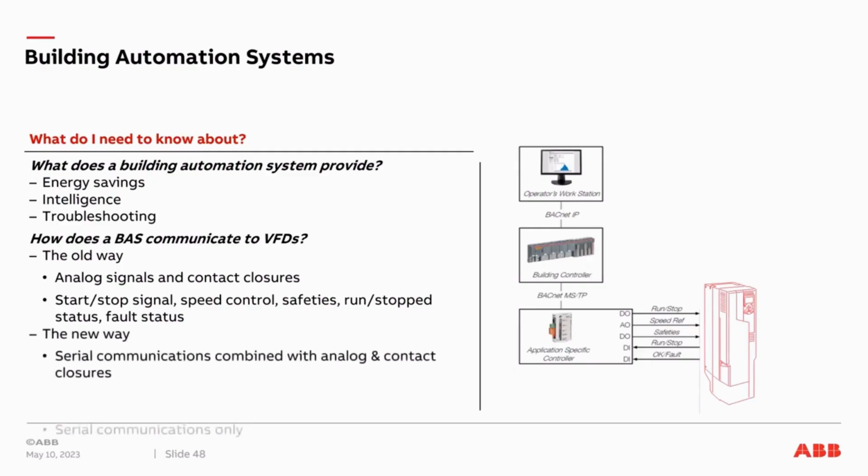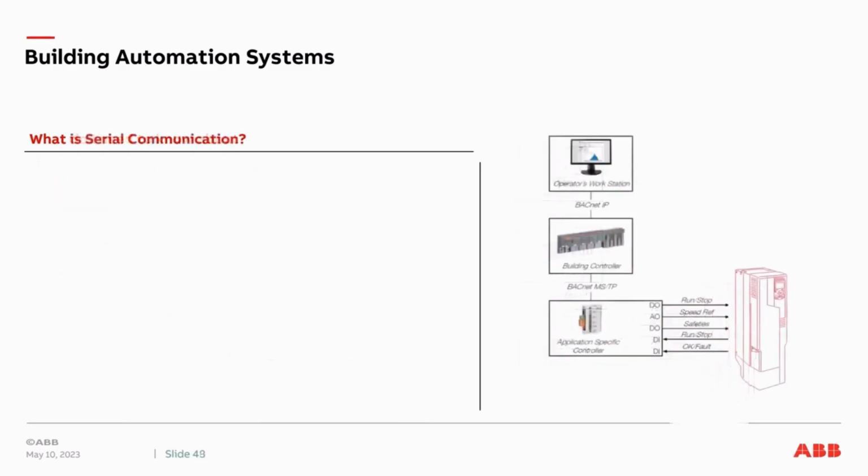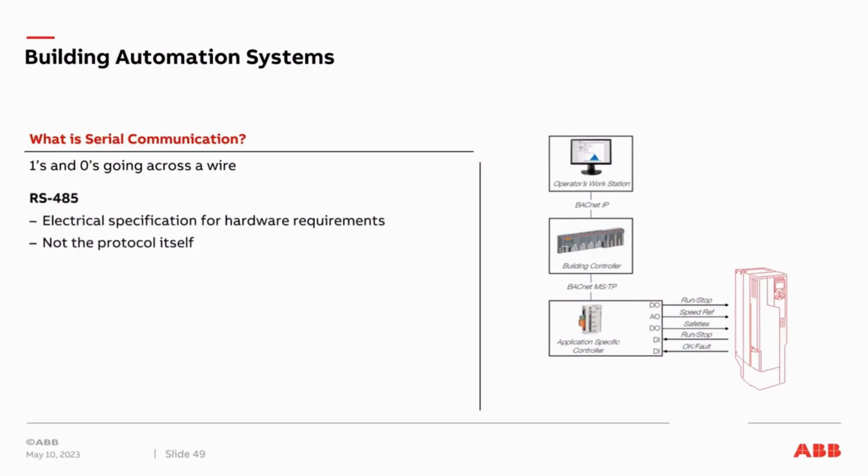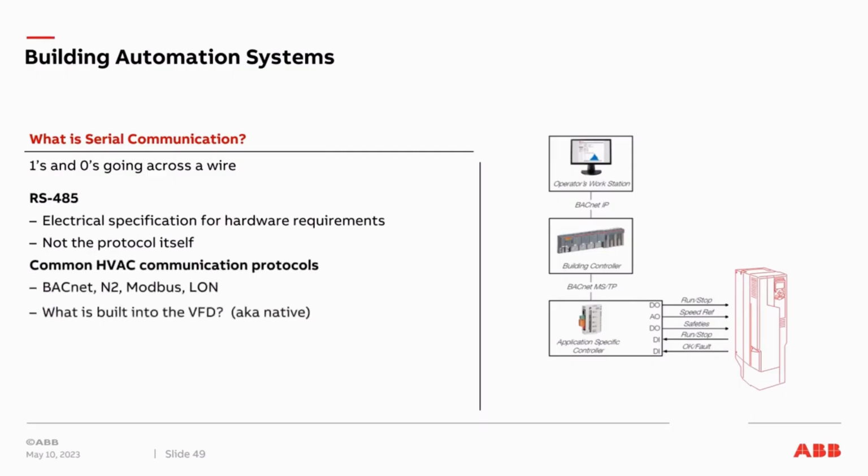The new way is serial communications. They're combined with analog and contact closures depending on your systems. Some systems are pure serial communications only. The serial communications tells the drive when to start, stop, run, gives the drive all its permissives, and gives the ability to program the drive remotely and everything else. So when we look at serial communications, it's ones and zeros going across the wire. RS-485 is an electrical specification for hardwire requirements. It's not a protocol, it's just a specification for hardwire requirements. Common HVAC communications include BACnet, N2, Modbus, and LON.